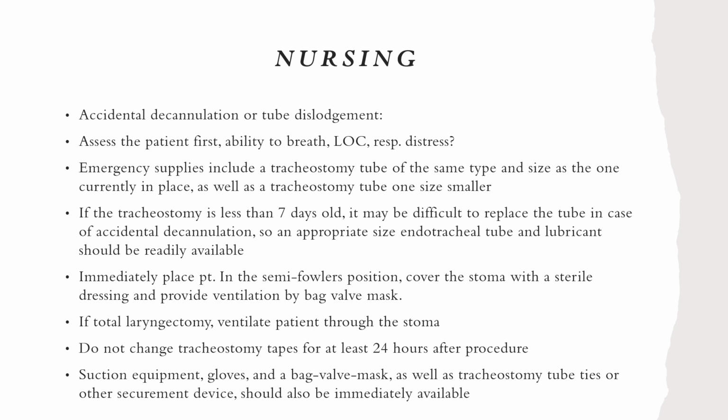If there is dislodgement, we should be placing the patient in a semi-Fowler position, so we decrease the work of breathing the best that we can. We should be covering the stoma with a sterile dressing and providing ventilation by a bag mask. We need to ventilate the patient by some means of oxygenation, and a bag mask is most useful for this. Think about it: if the patient's had a total laryngectomy, we need to ventilate the patient through the stoma. It's not going to do any good if we're ventilating the upper airway, right?